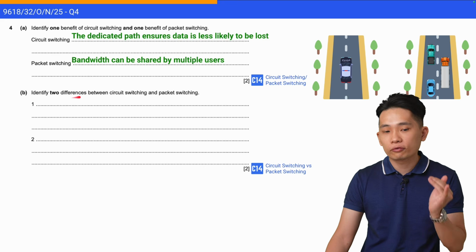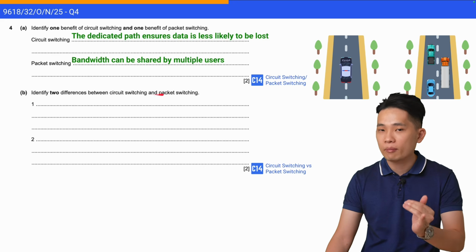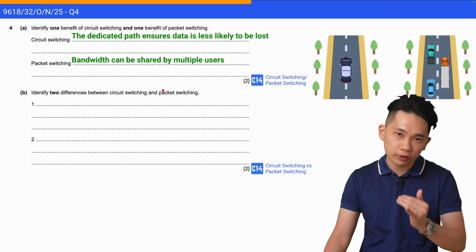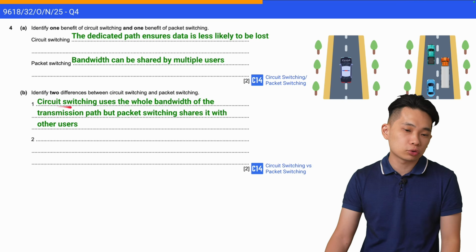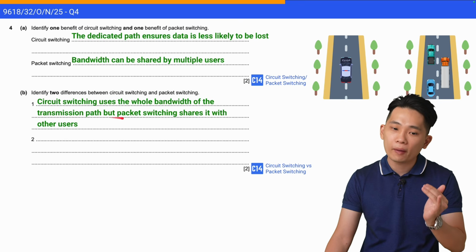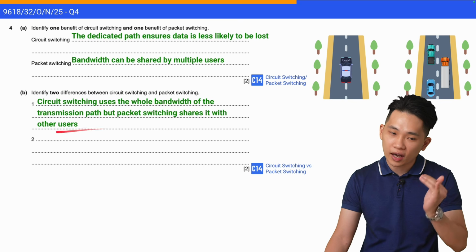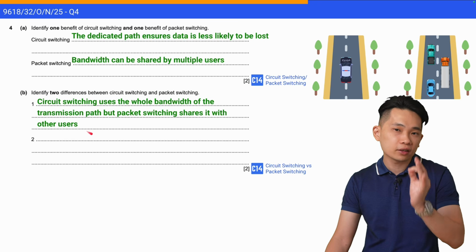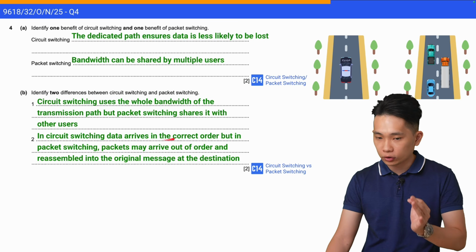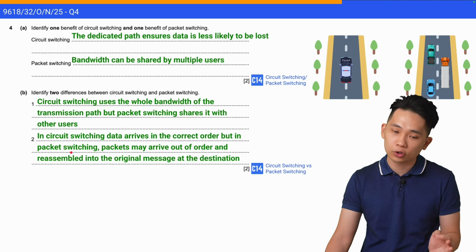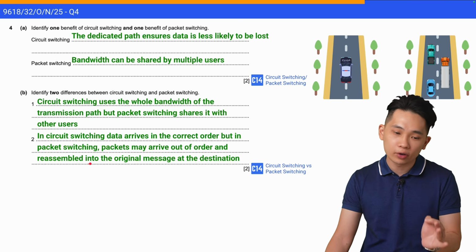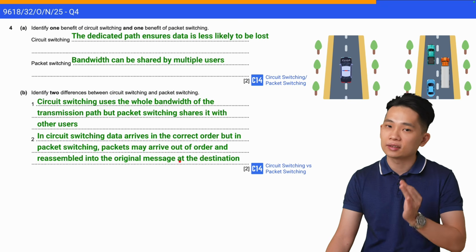Identify 2 differences between circuit switching and packet switching. We can use similar definition based on the benefit of both. So we can write circuit switching uses the whole bandwidth of the transmission path, but packet switching shares it with other users. And then the second difference we can write, in circuit switching, data arrives in the correct order, but in packet switching, packets may arrive out of order and are reassembled into the original message at the destination.